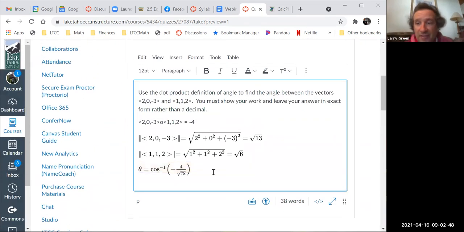And that's the exact answer. I said, don't write it as a decimal, write it as an exact answer. And this is the exact answer. Any questions on question 1?